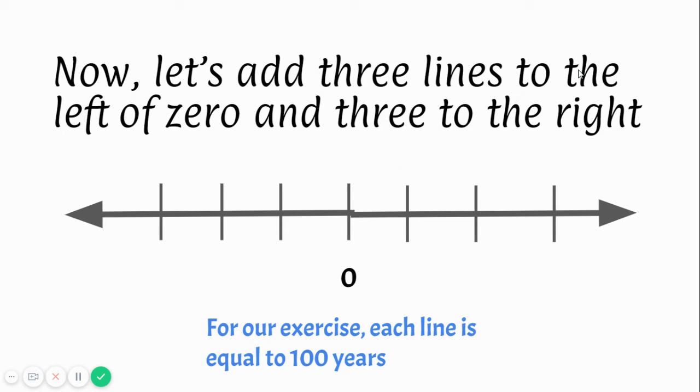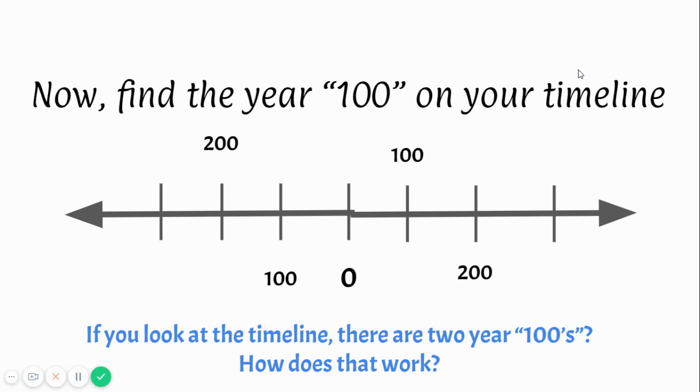Now, you're going to add 3 lines to the left and 3 lines to the right. For the exercise, each line that you add to the left and right is equal to 100 years. Now, find the year 100 on your timeline. There should be 2 of them. If you look at the timeline, there are 2 year 100s. So how does that work?